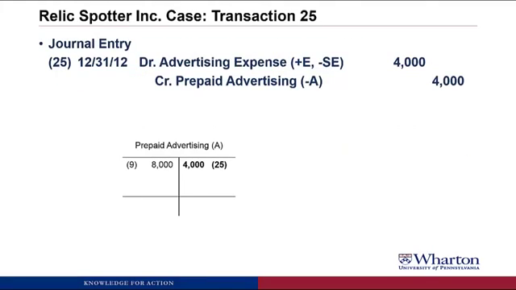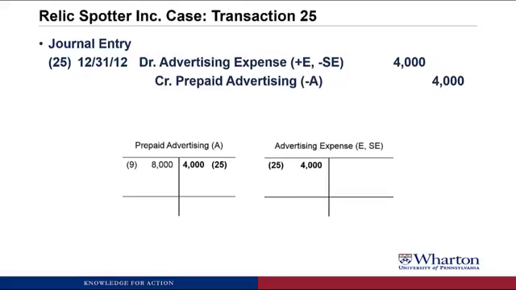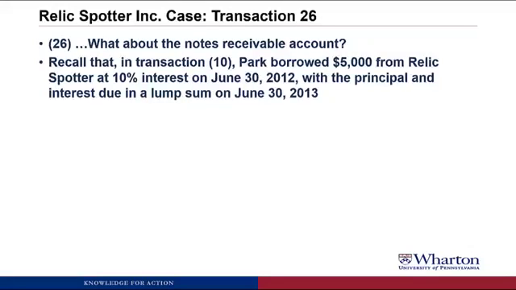We post this to T accounts, so we post a credit to prepaid advertising. Now the balance will be $4,000, which is how much is prepaid as of December 31. And we create an advertising expense T account with a debit balance.